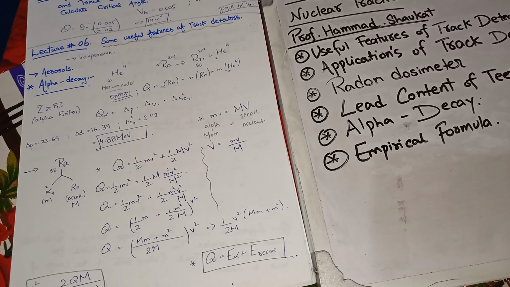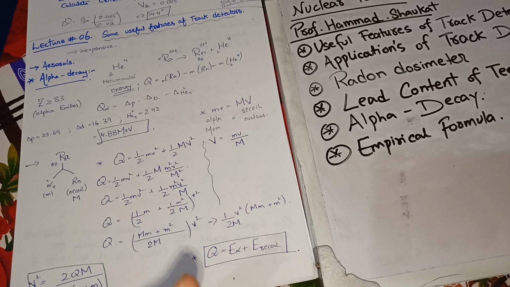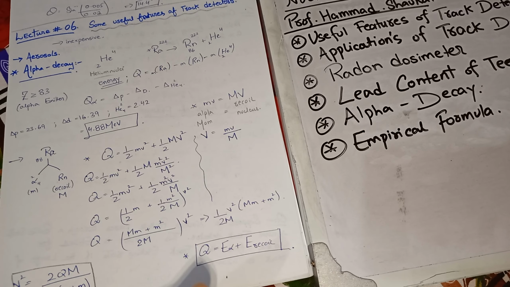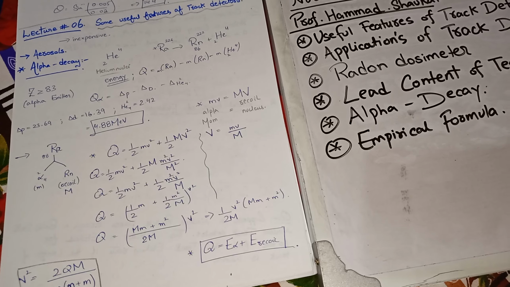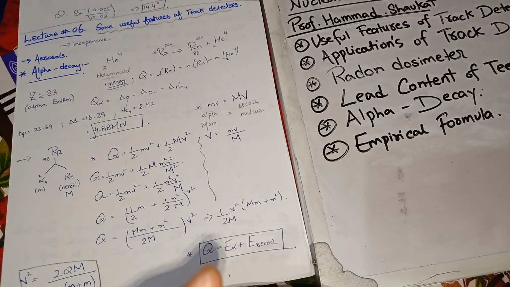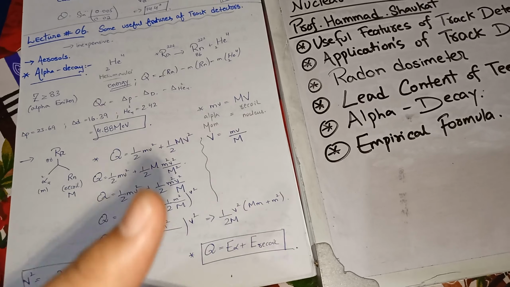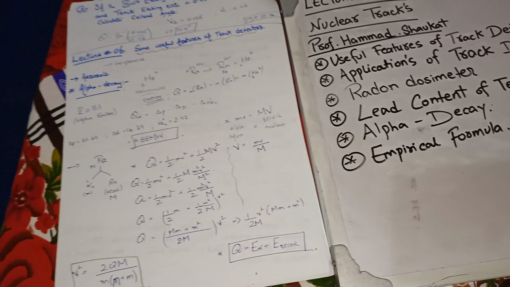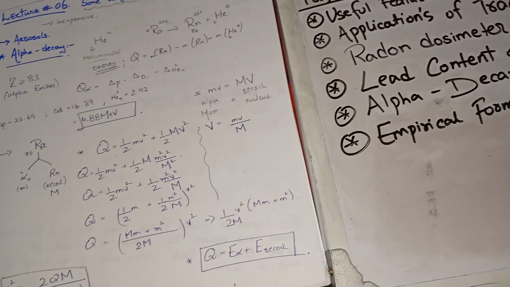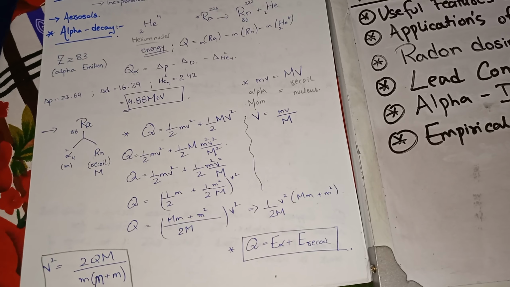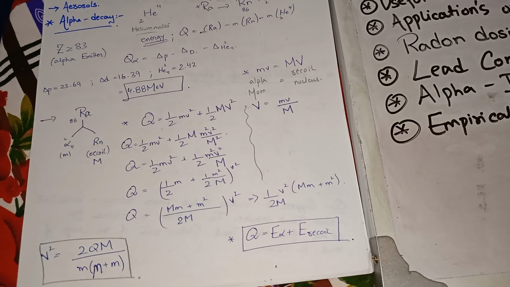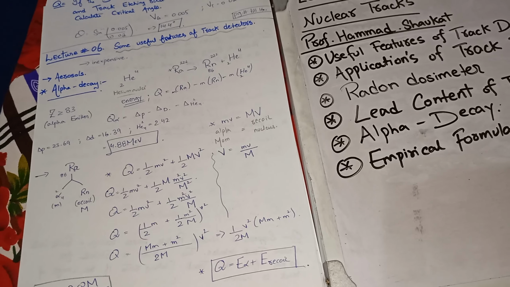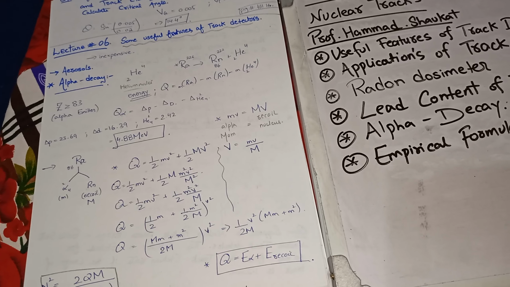Another useful feature is that they are insensitive to light. You know that when light falls, some materials are very sensitive. They lose electrons and they excite electrons, but the important thing is that track detectors are insensitive to light. This is a very good feature, which we are discussing.